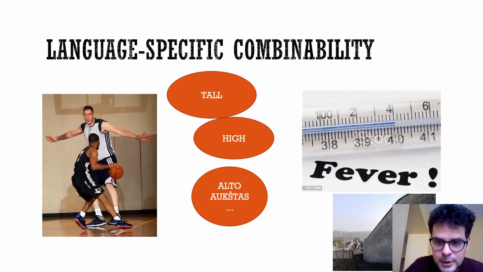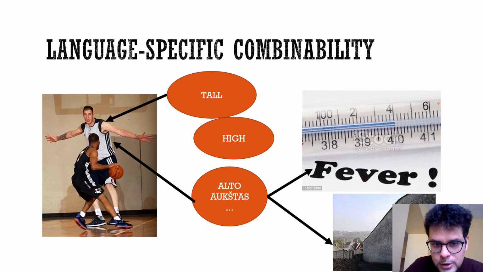As I said, the combinability may be also language specific, and this is an easy and clear example. The word tall in English is applied to people. However, the translation into Italian or Lithuanian, alto, aukštas, not only applies to people or to buildings, but also to fever. And now I don't remember how to say fever in Lithuanian, I'm sorry. But we can say febbre alta in Italian. Aukštas sienas, this I remember.